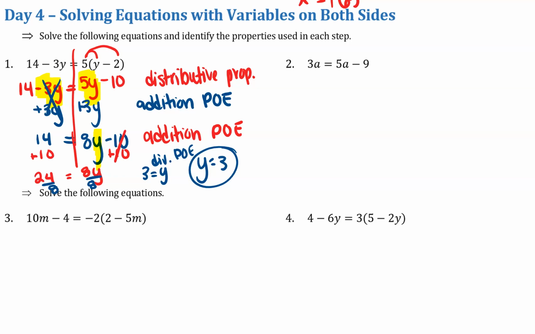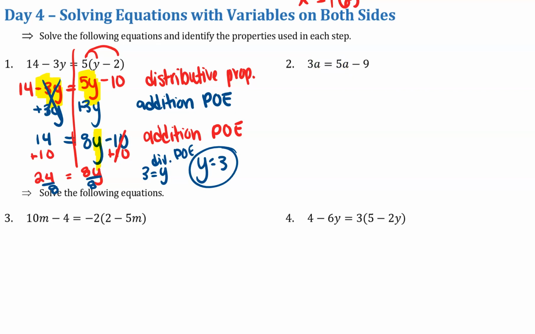All right, so feel free to pause the video if you need to write all that down, if you haven't already. And then the next one is a lot simpler, but we do still have variables on both sides. You can see we've got an A on the left and an A on the right. Okay, I guess I was a little ahead of myself.